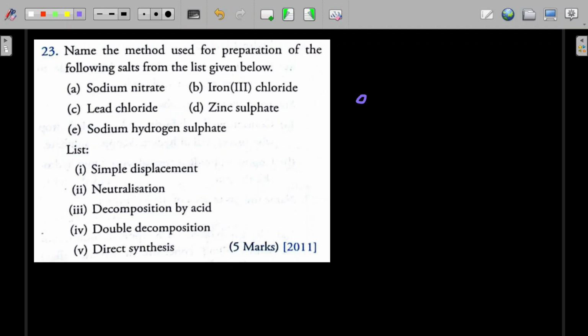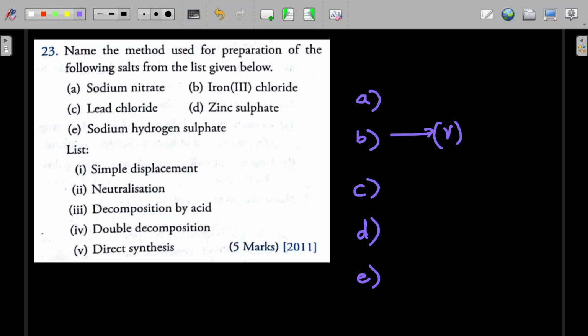Okay. So here A is sodium nitrate. This time they didn't give you from which; they directly gave you which method you have to take. So A, B, C, D, E. Ruhani, tell me, for sodium nitrate, what will you use? First of all, which option do you already know that you can match? Iron 3 chloride, two, direct synthesis. Yes. So first do whichever you know. Okay? Now you tell me, sodium nitrate, what will you use?